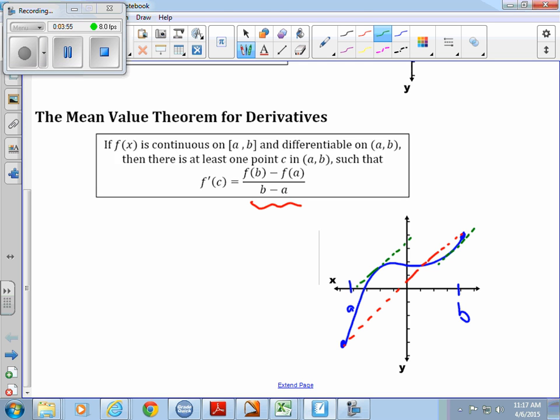A couple of things are very important. We have to have a continuous function. If I don't have a continuous function, I may have an asymptote in between, which would totally mess up the rate of change discussion. Has to be continuous. Otherwise, a sharp corner could throw it out. I could have a constant rate of change on the left and a constant rate of change on the right that aren't equal to the average rate of change. So it has to be continuous on the closed interval ab. It has to be differentiable on the open interval ab. If that is the case, then there is at least one point in ab such that f prime of c equals f of b minus f of a over b minus a.